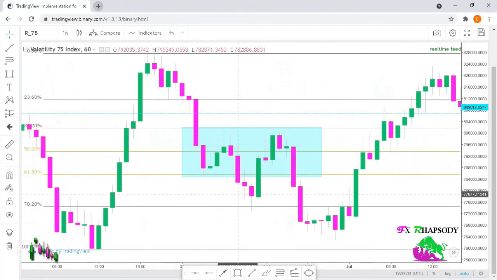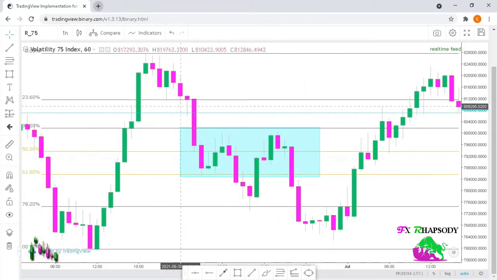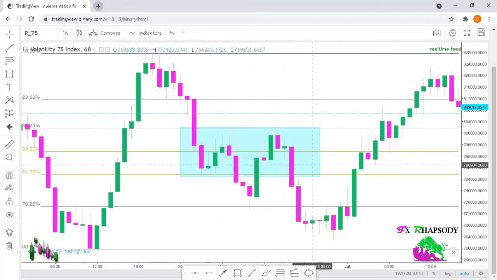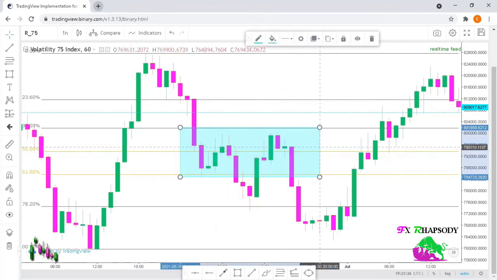So right over here, 1 hour, you can see this movement, poof, to the upside. Then it went down again, then it's back up again, then it went down again, and eventually it shot up. So this would have probably been a losing trade. There's not enough consolidation happening over here. You can see it breaking out, so I would have probably lost the trade.